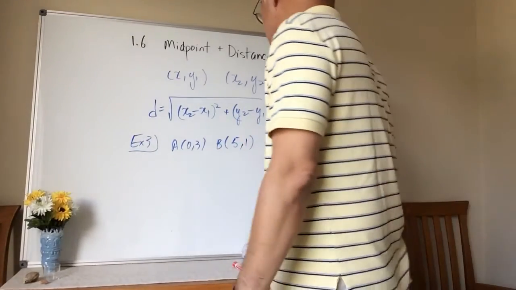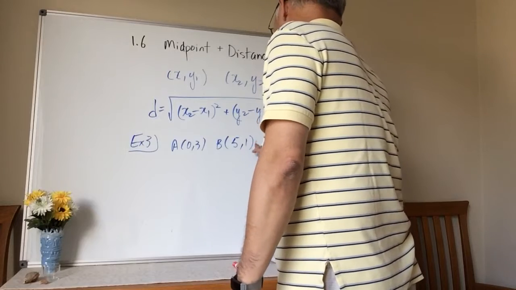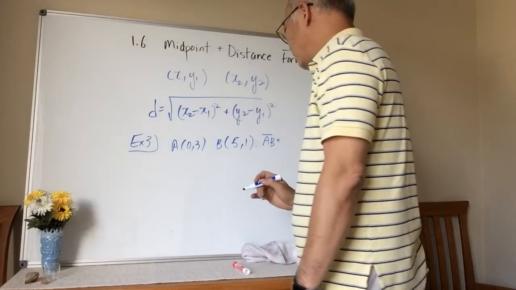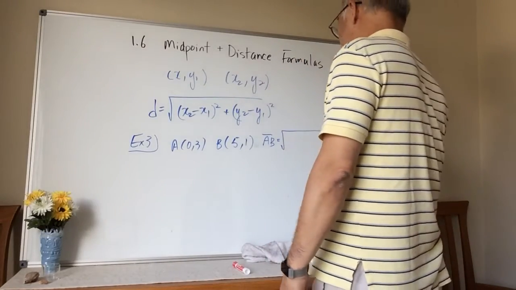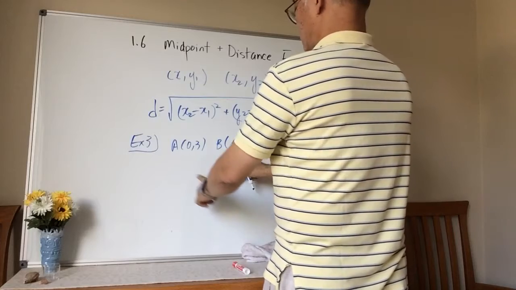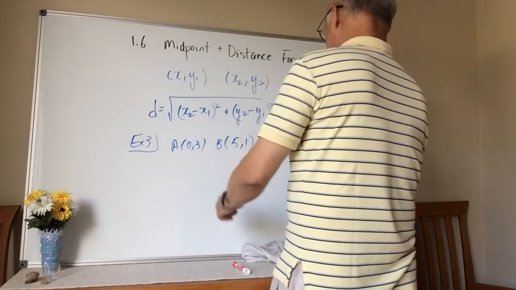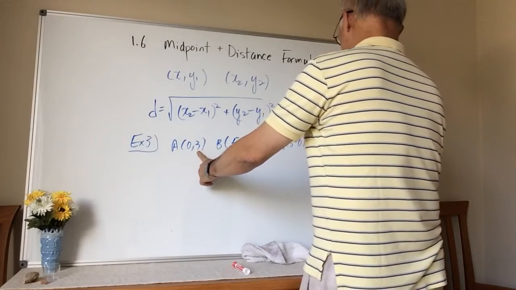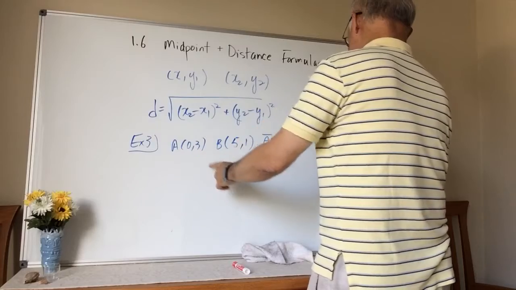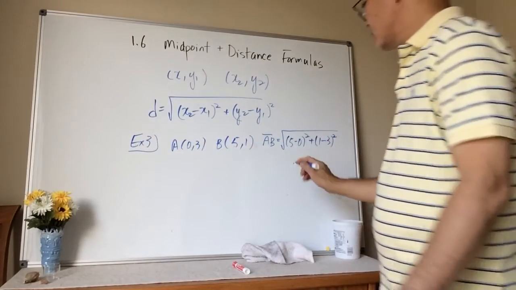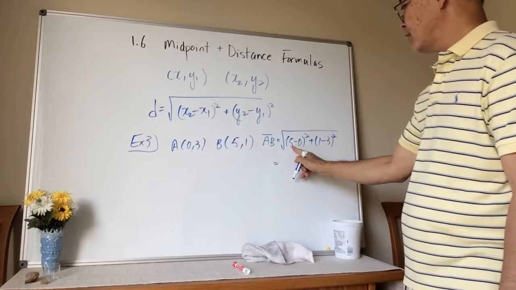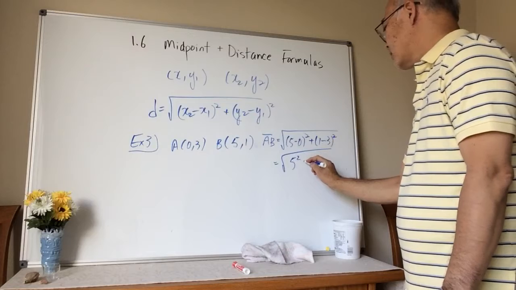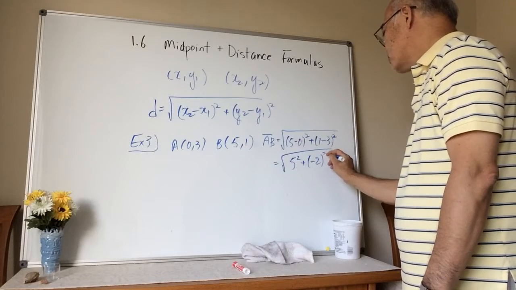Okay, so if I find the distance from here, if I want to know the distance of AB, what do I get? I'm going to get the square root of (x2 minus x1), 5 minus 0 squared, plus 1 minus 3 squared, right? So 5 minus 0 is 5, so I'm going to get 5 squared. 1 minus 3 is negative 2 squared.